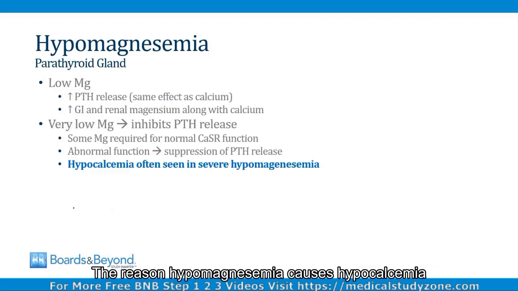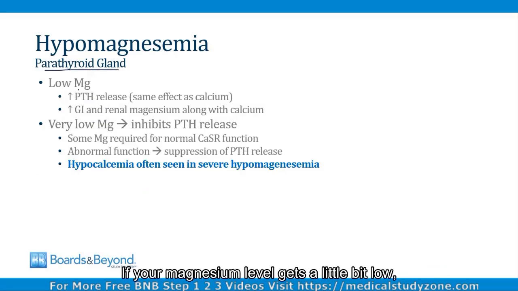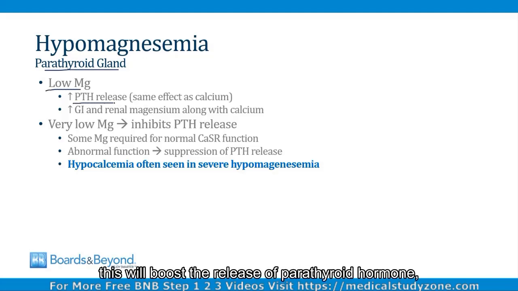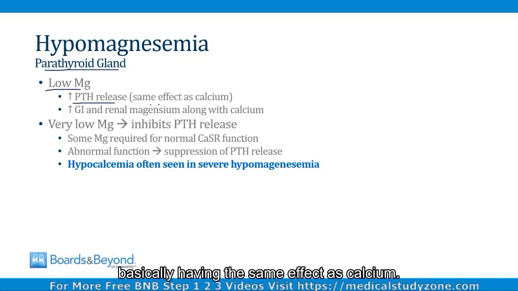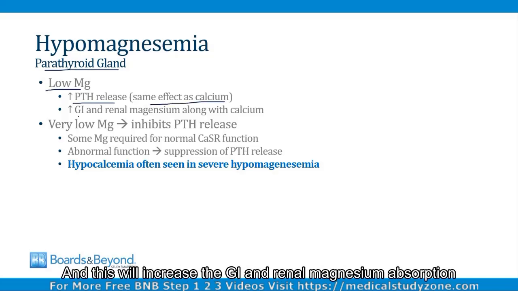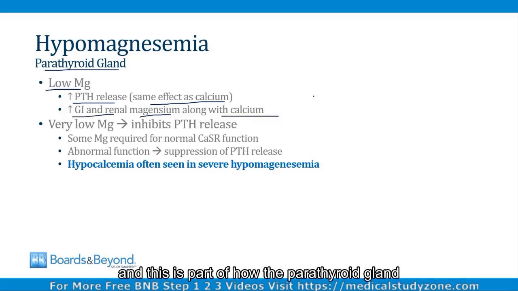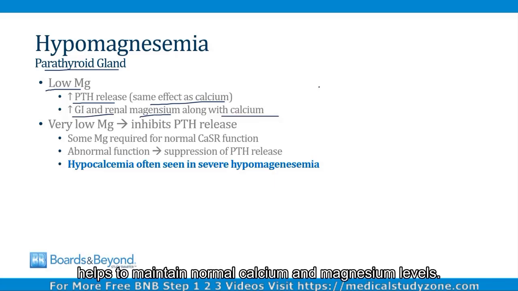The reason hypomagnesemia causes hypocalcemia is because magnesium has important effects on the parathyroid gland. If your magnesium level gets a little bit low, this will boost the release of parathyroid hormone, basically having the same effect as calcium. And this will increase the GI and renal magnesium absorption along with calcium. And this is part of how the parathyroid gland helps to maintain normal calcium and magnesium levels.